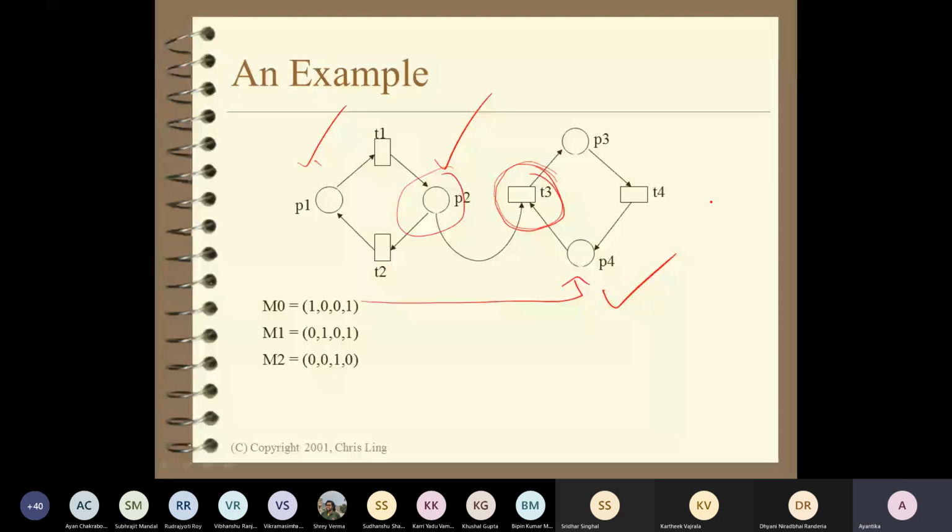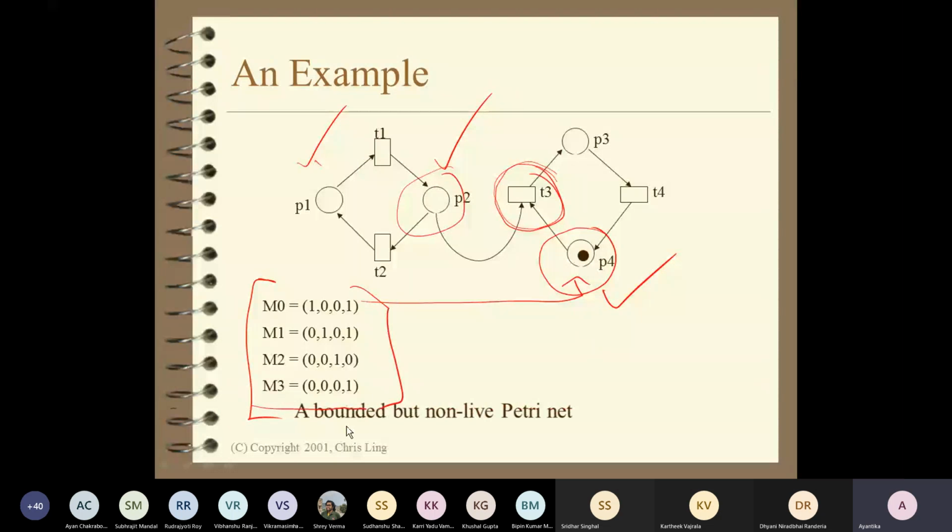Next, T4 is getting executed, and you have the token according to your reachability matrix 0, 0, 0, 1. That means you have the token only in P4. Now from this reachability matrix, you can analyze that the system you have modeled may be bounded but non-live.